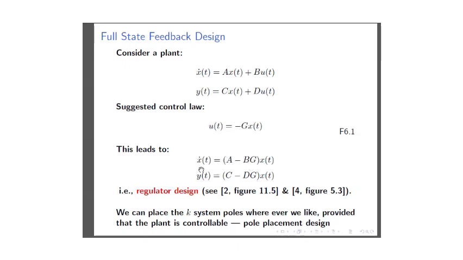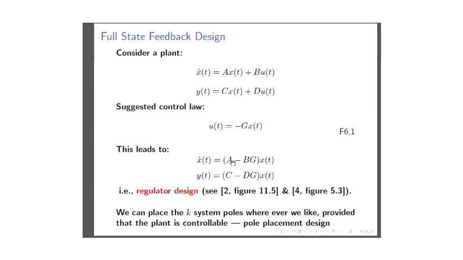Please note that this is now my regulator state differential equation. So essentially my A matrix now is not the original A matrix, but it's A minus BG. And of course, B post multiplied by G gives me a matrix of the same order as A, a square matrix, otherwise I cannot subtract the two.